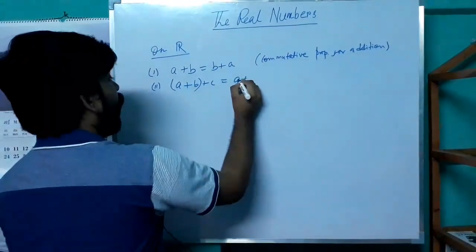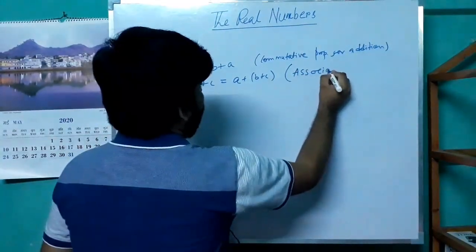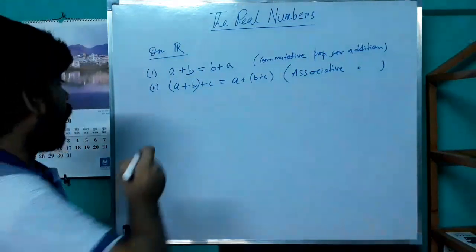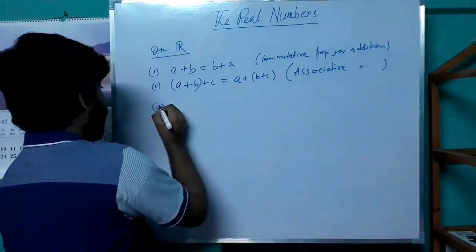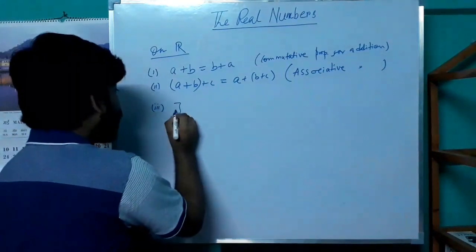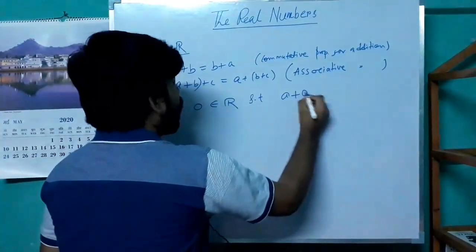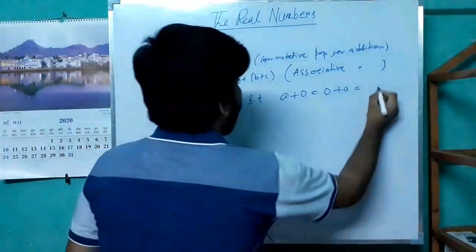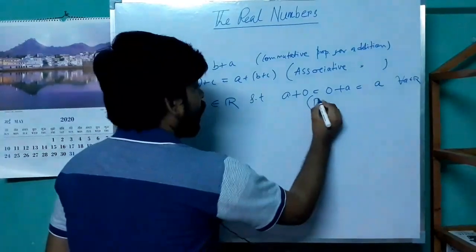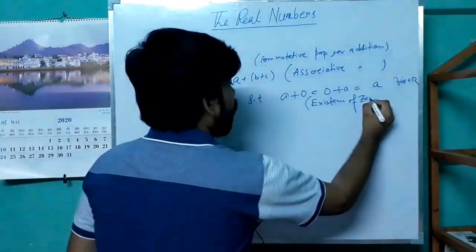The second property is the associative property of addition. The third property is the existence of zero element, that is, there exists an element 0 belonging to R such that a plus 0 equals 0 plus a equals a for all a belonging to R. This property is known as existence of zero element.